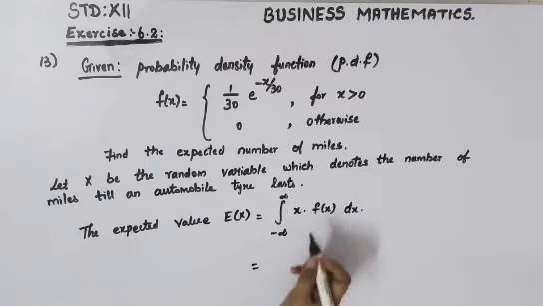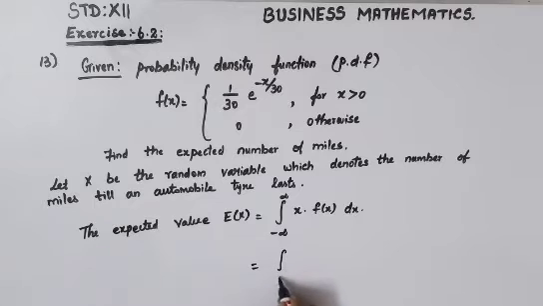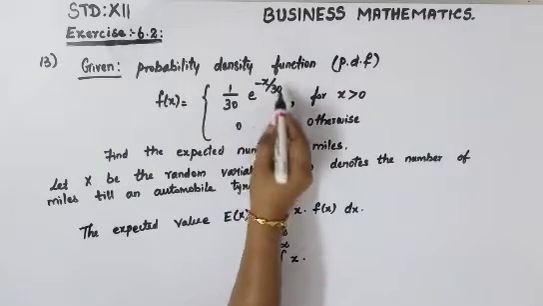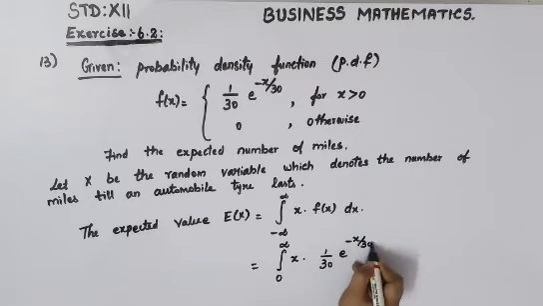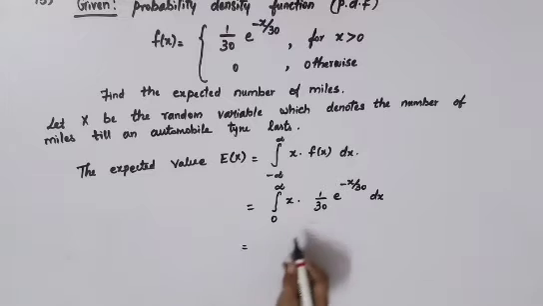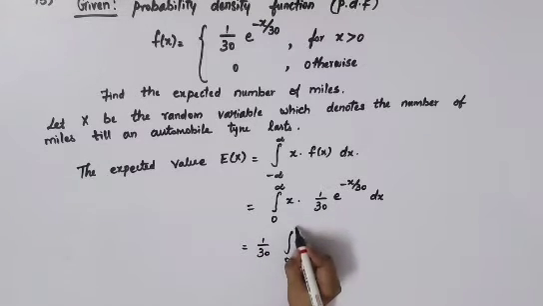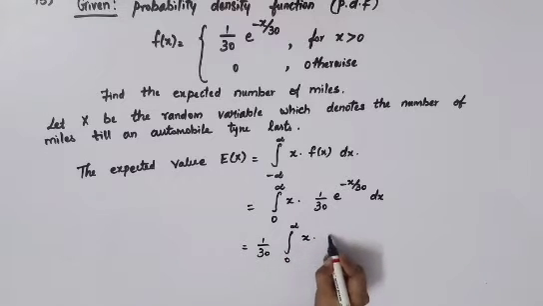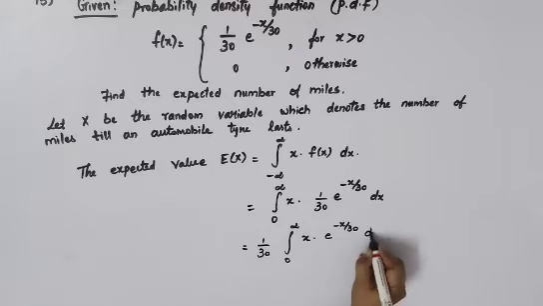Just see your interval, it is given only for x greater than 0. So we start from 0 and go up to infinity. x will be there as it is, into your f of x, the given function, that is 1 by 30 into e power minus x by 30 into dx. Remove this 1 by 30 outside. Now your integral is 0 to infinity of x into e power minus x by 30 into dx.